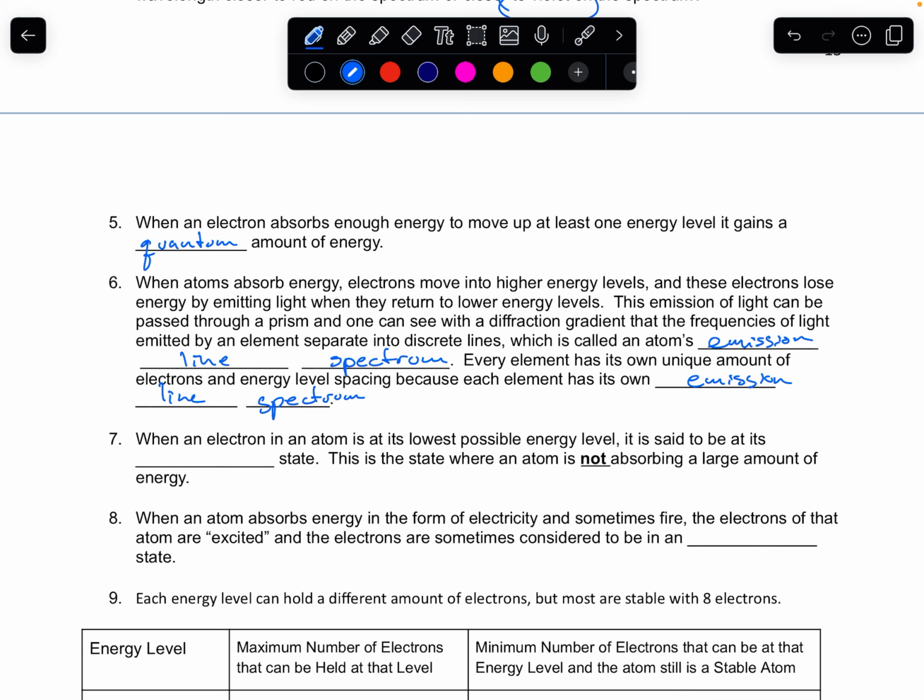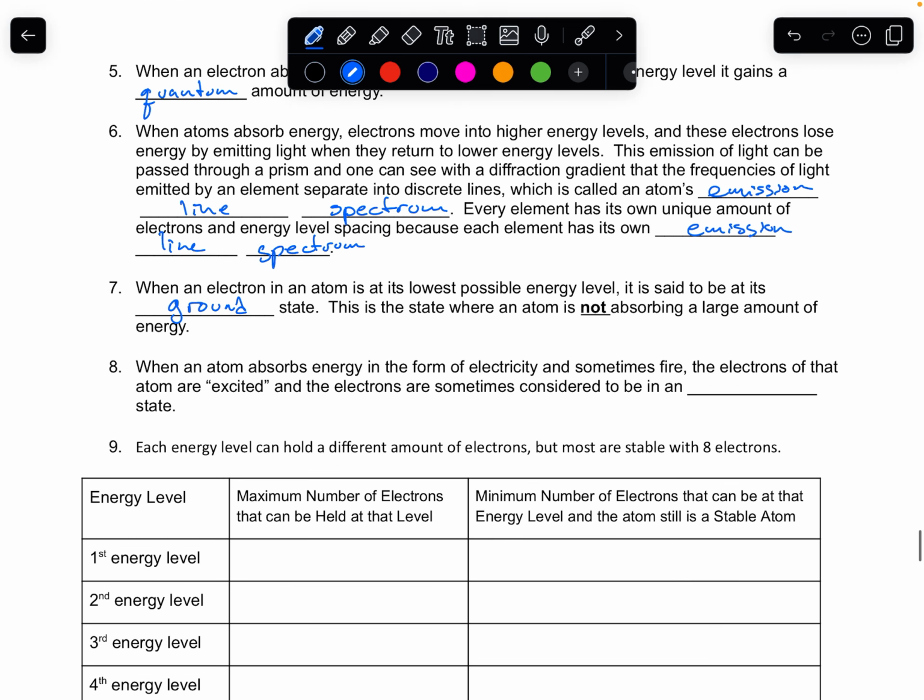Number 7. When an electron in an atom is at its lowest possible energy level, it is said to be at its ground state, the state where an atom is not absorbing a large amount of energy. When an atom absorbs energy in the form of electricity and sometimes fire, which we'll do in the lab, the electrons of that atom are excited, and the electrons are sometimes considered to be in an excited state. How about that?